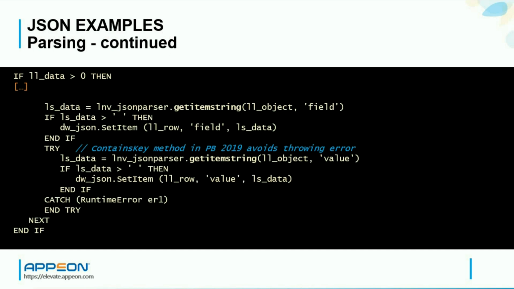Finally, there may or may not be a value. It was a little surprising when I first tried to get that value. It didn't have it, and it threw an error. That's in PowerBuilder 2017 R3. PowerBuilder 2019 avoids that error by allowing you to ask if it contains that key. That returns a Boolean, true or false. Yes, it does have that value, so now we can get it without throwing an error. That's a way of looking before we leap.